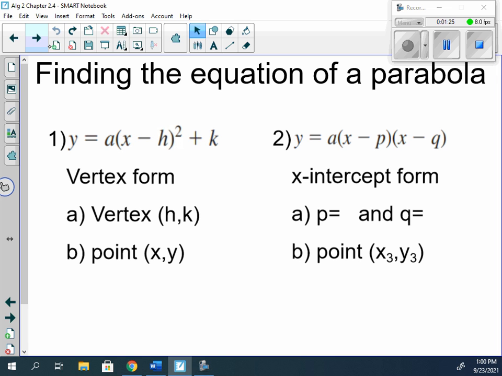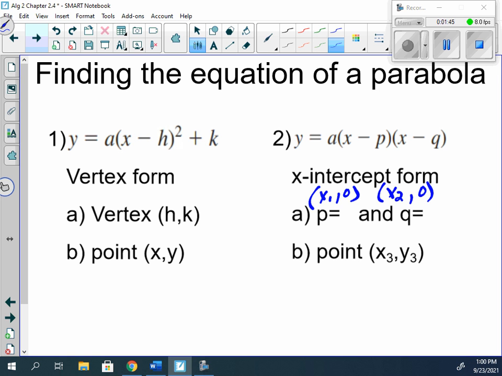Because what we're looking at today is finding the equation of the parabola in either vertex form or x-intercept form, given either the vertex and a point, or the x-intercepts, P and Q, or the actual intercept points, x1 comma 0 and x2 comma 0, and a point. Because when it crosses the x-axis, or is an x-intercept, the value of y is always 0. We're either going to give two x-intercepts and a point or the vertex and a point, and we want to find the equation.